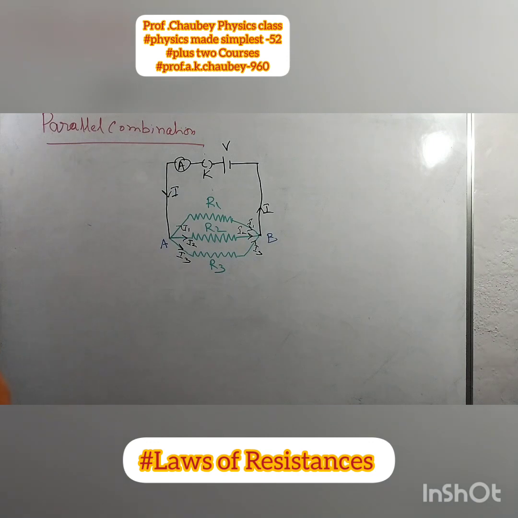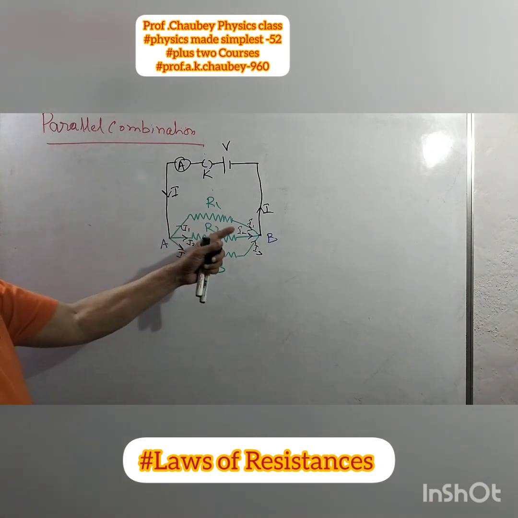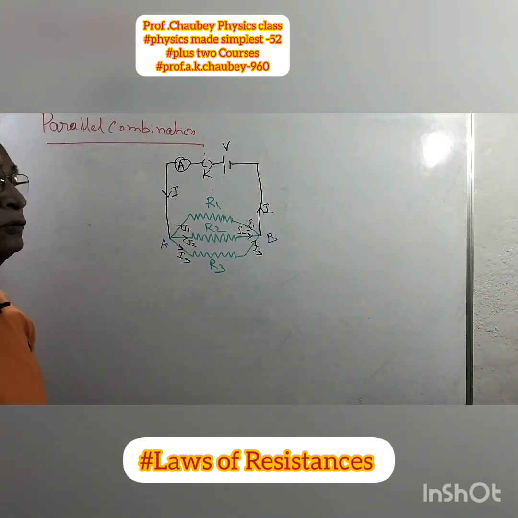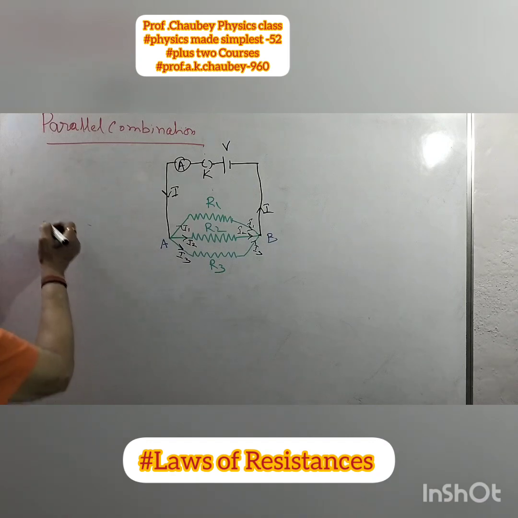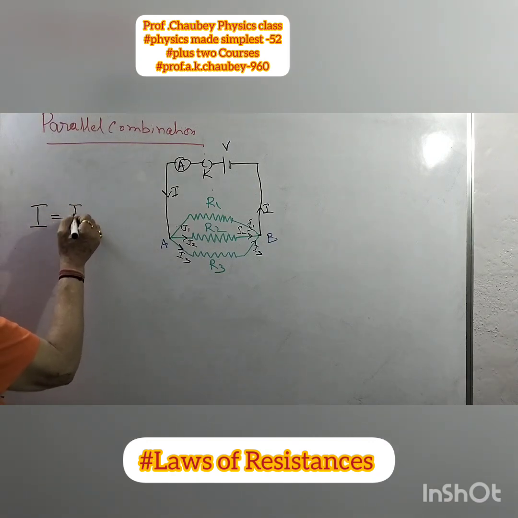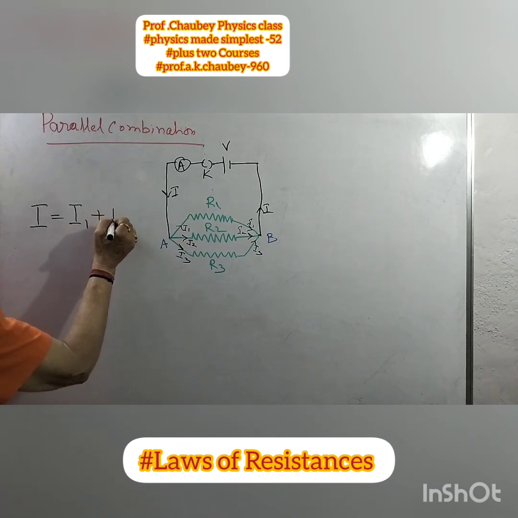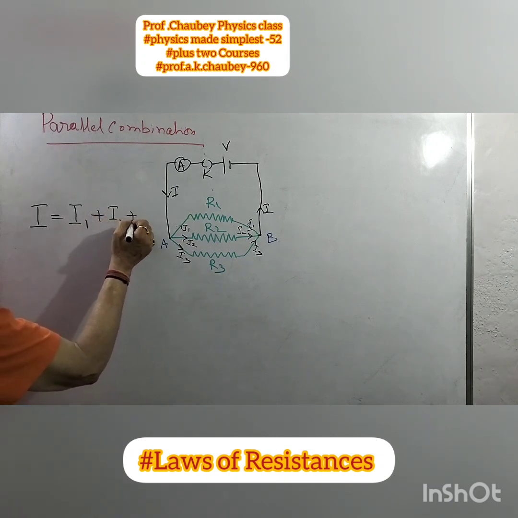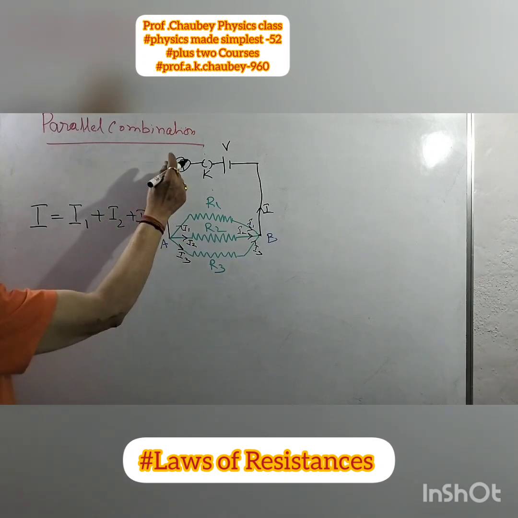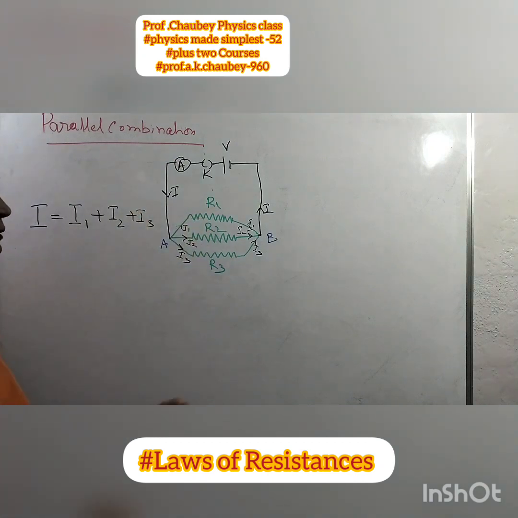In the earlier series law we saw the voltage law: the total voltage must be equal to the sum of the voltages across the individual resistances. Here we look at the current. The current I is divided into I1, I2, I3. So the current I is equal to all three currents in the branches, I1 plus I2 plus I3, because the current I is divided into three branches.